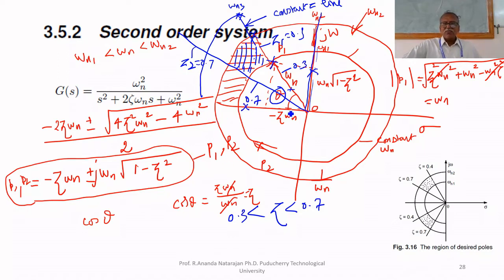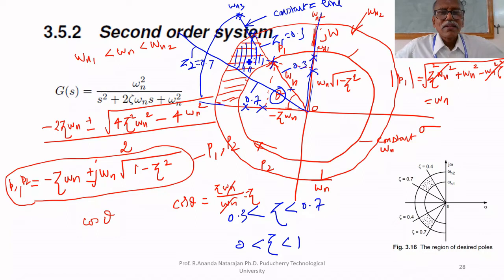Here, what is the angle? If you select zeta here, what is the angle? 0. Cos 0 is 1. Zeta equals 1. No oscillation. Critically damped. Zeta equal to 1 means critically damped. So if the pole is on the real axis, no oscillation. If the pole is on the j omega axis, it exhibits sustained oscillation. In between these two, that is, zeta varies between 1 and 0, then it exhibits oscillation.